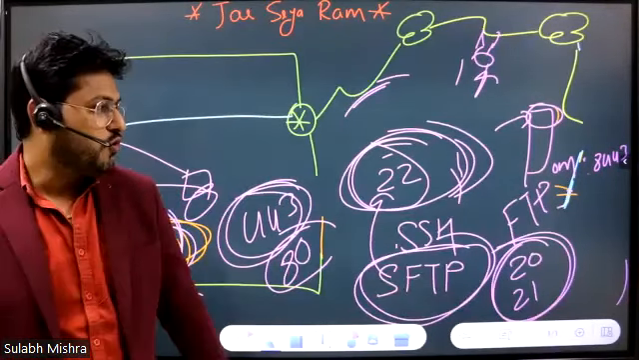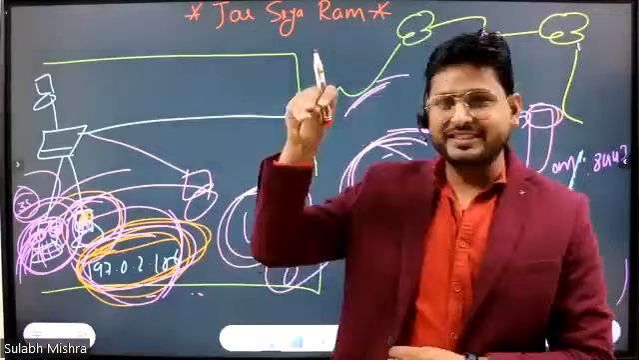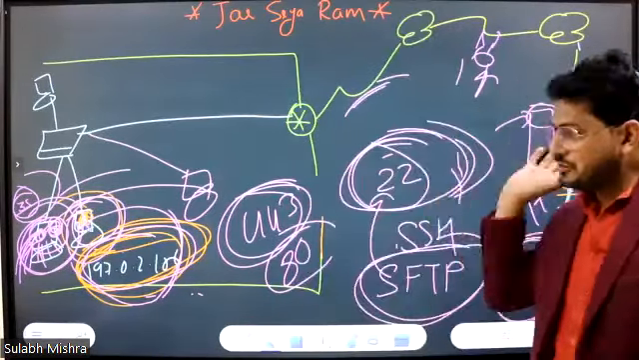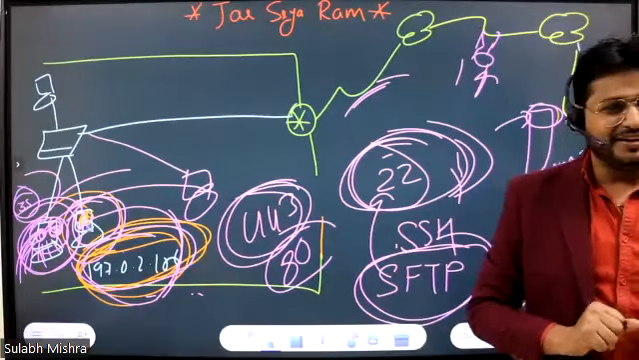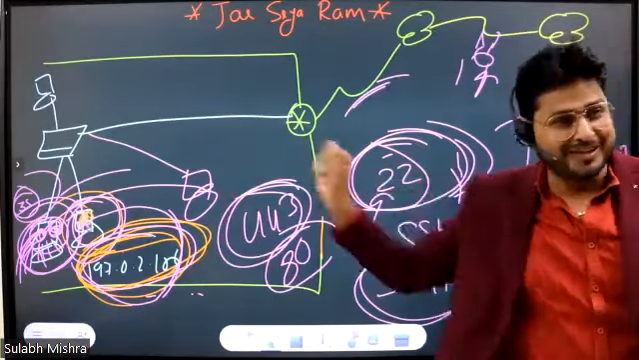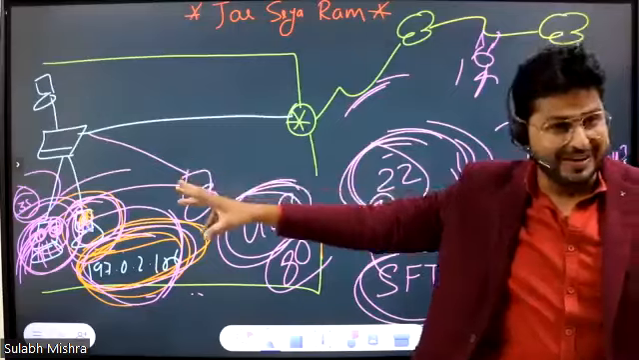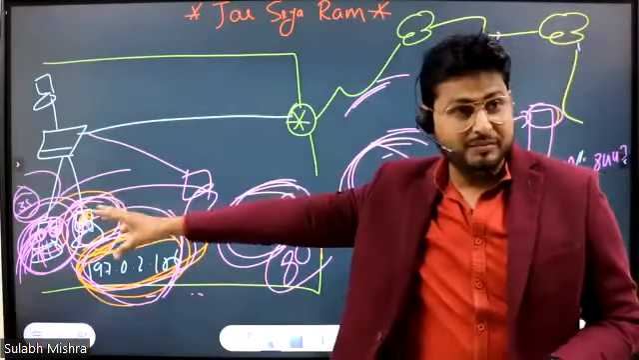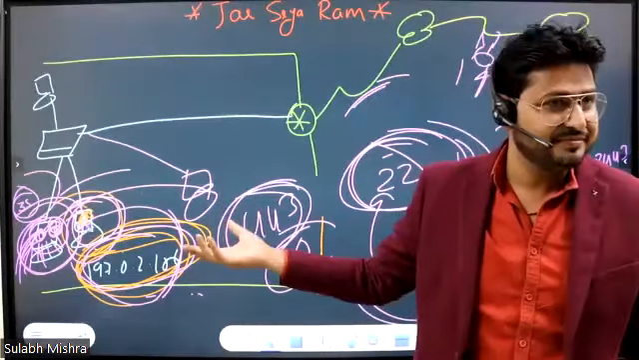Got it? So whenever I see the destination port number, based on that I understand what kind of service is being requested. Is somebody going on SSH, taking the remote access? 25, sending the email, it's the email service. 443 means HTTPS, somebody accessing the website, right?